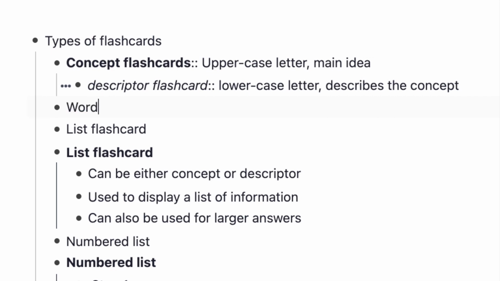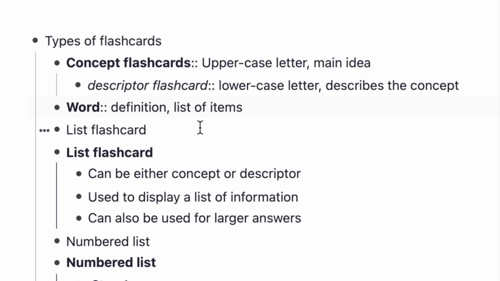So if we have a word right here and we want to convert this into a flashcard, to make this into the front of a flashcard, you would just use two colons like so, and then you can type out whatever you want, a definition, a list of items, whatever you'd like. Now to make a concept flashcard, you just use an uppercase letter to make the front of the flashcard, and you use a lowercase letter if you want to make a descriptor flashcard.